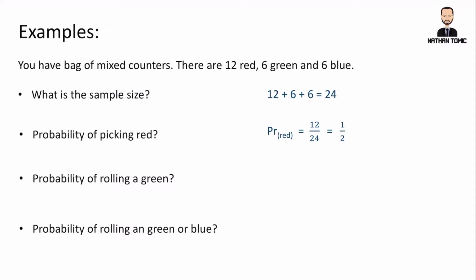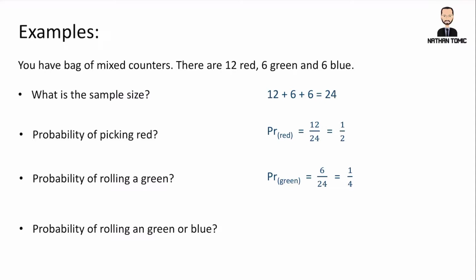PowerPoint hasn't been updated properly. So not rolling, it should be of picking a green. So the probability of picking a green is, again, same formula. We have 6 greens we're told at the top. So it's going to be probability of green equals 6 over 24. So the 6 greens that we know are in there divided by the 24 possible counters in total.